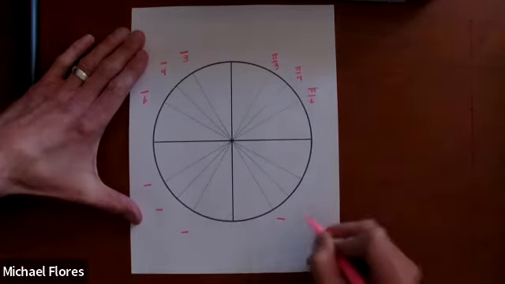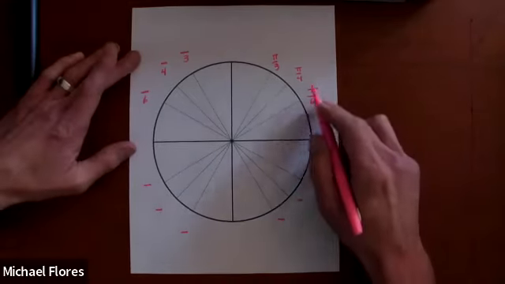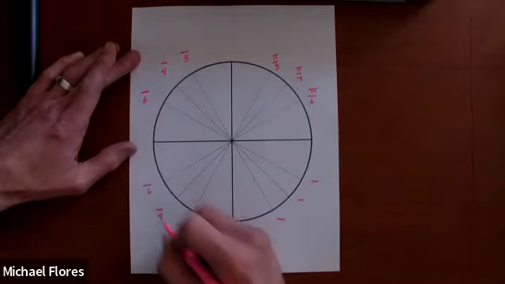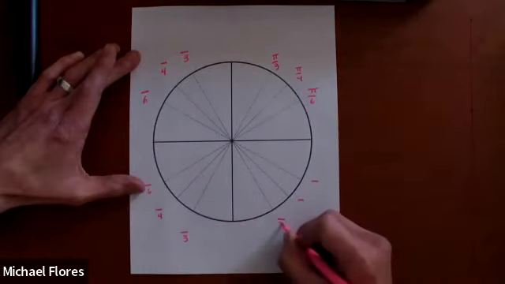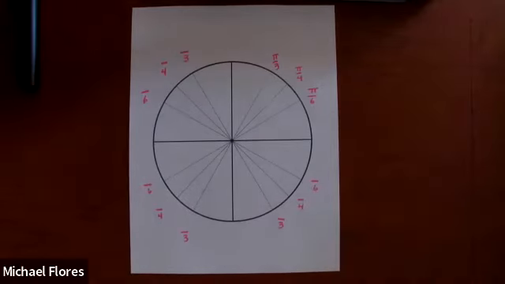And I'm going to go ahead and put my little fractions in all of these other quadrants as well. So we go 6, 4, 3, 3, 4, 6. Okay. If you can remember that pattern, what I'm about to show you is pretty easy.